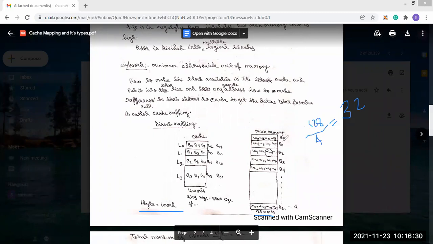So in block 0, which words will be present? Word 0, word 1, word 2, word 3. Then block 1 has word 4, word 5, word 6, word 7. In block 2, word 8, word 9, word 10, word 11. In block 3, word 12, word 13, word 14, word 15. In block 4, word 16, word 17, word 18, word 19.